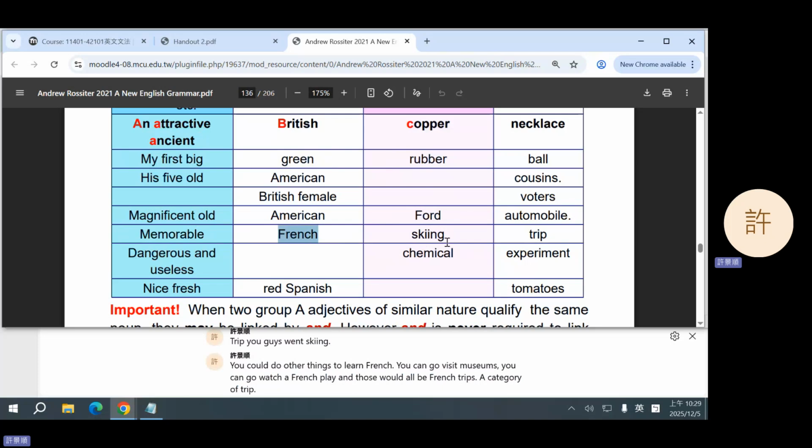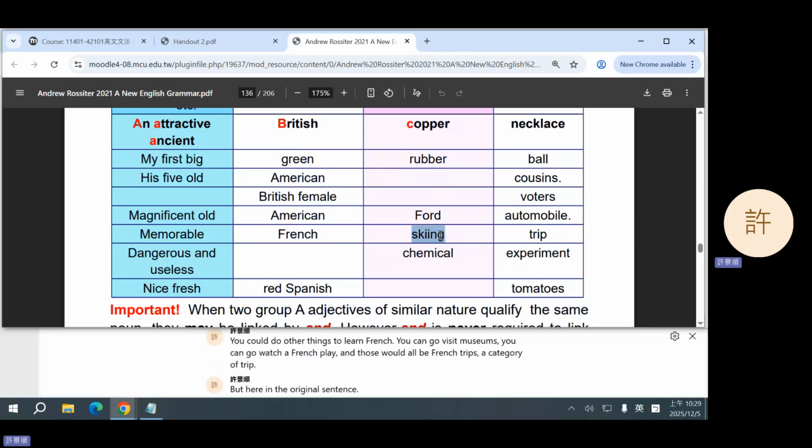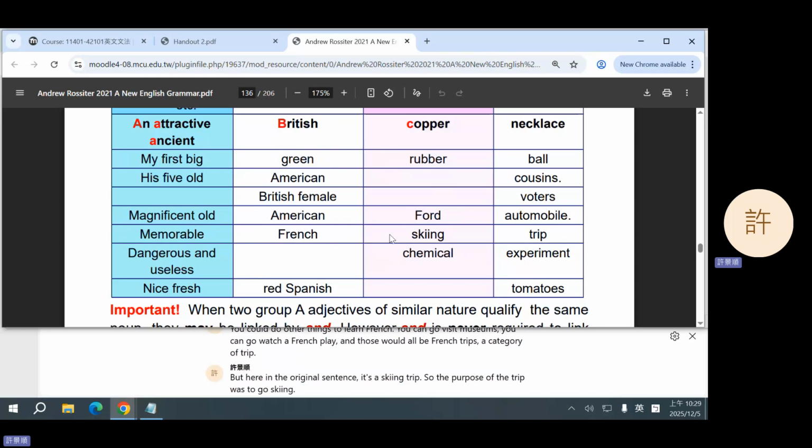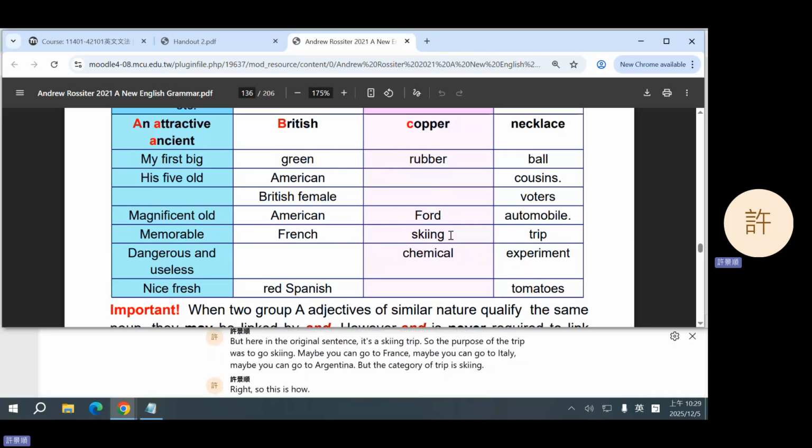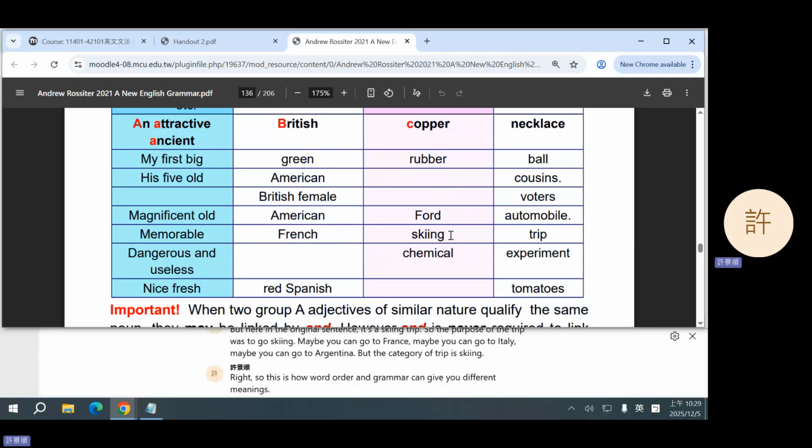But here in the original sentence, it's a skiing trip. So the purpose of the trip was to go skiing. Maybe you can go to France. Maybe you can go to Italy. Maybe you can go to Argentina. But the category of trip is skiing. Right? So this is how word order and grammar can give you different meanings and different understandings of the situation.